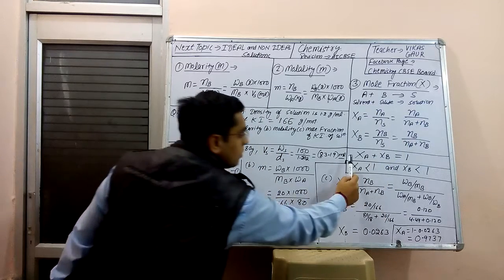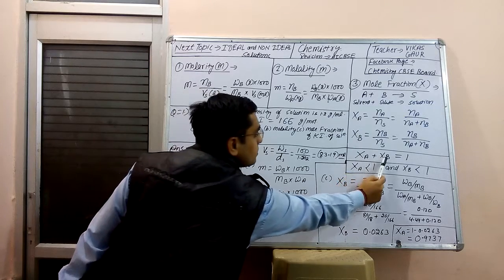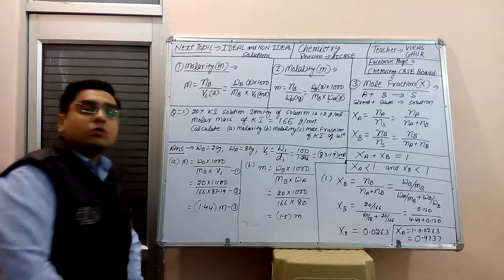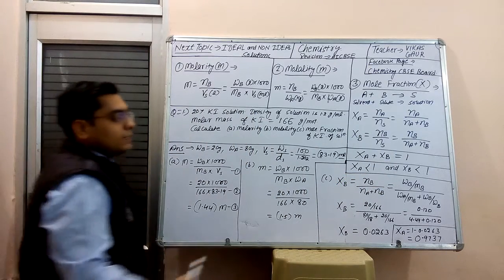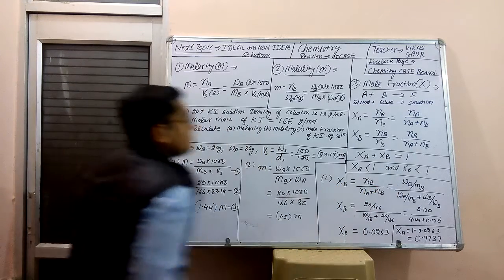The sum of all the mole fractions in a solution, for example Xa plus Xb, is always equal to 1. And any mole fraction itself, Xa and Xb, is always less than 1.